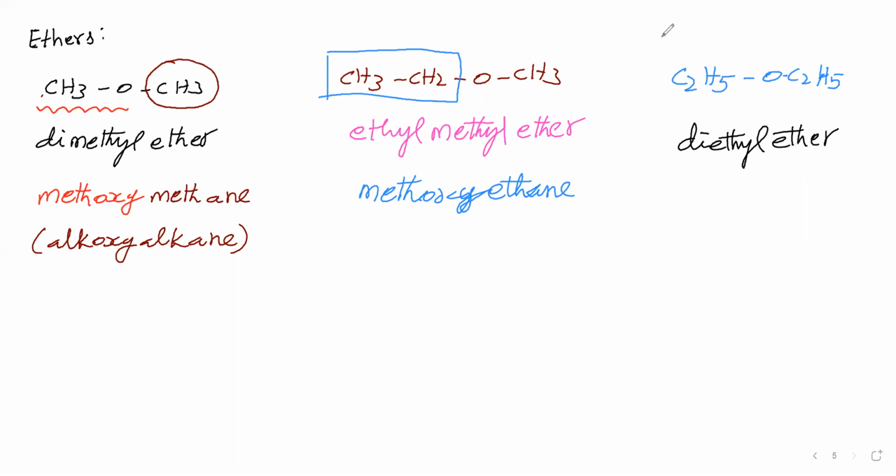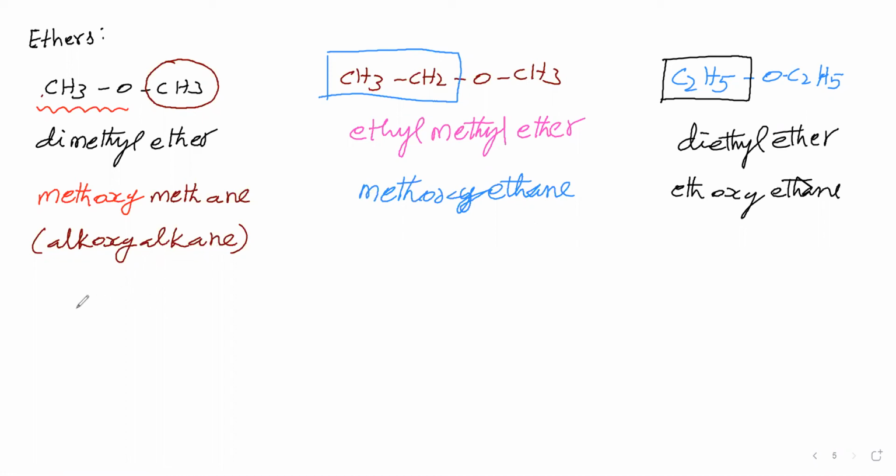For this, what is the IUPAC name? Next, we will see the IUPAC name for this one. We have to select the parent chain. We have selected the parent chain like this. This is the alkoxy part, two carbon atoms present, therefore it is ethoxy. Here two carbons, therefore ethane. Ethoxyethane is the IUPAC name for this compound.